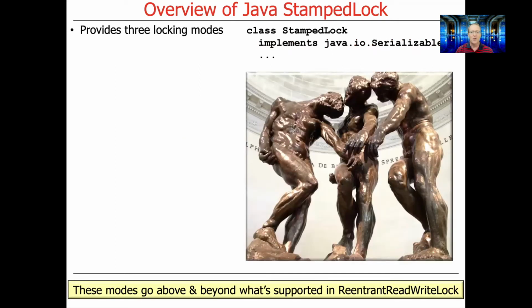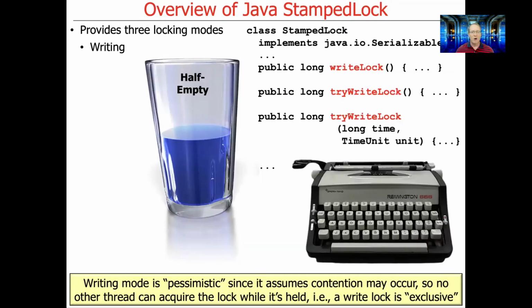What it does do is it provides 3 locking modes. And these modes go well above and beyond what we've talked about earlier with Java ReentrantReadWriteLock. So let's go through the modes. 2 of the modes will look familiar, but they behave differently. And then the 3rd mode will be quite different. So we'll start off by talking about writing mode.